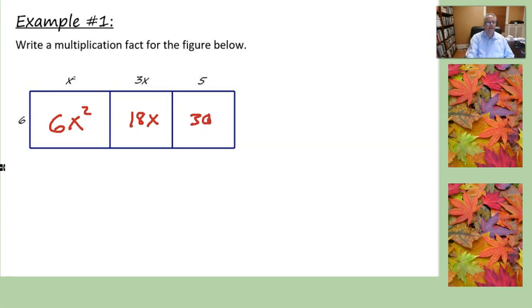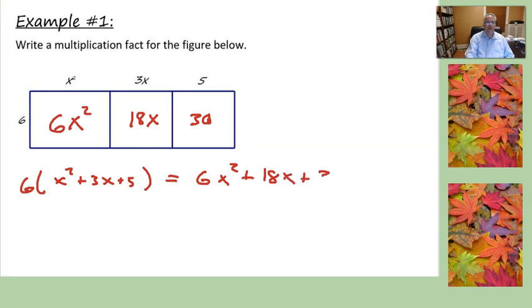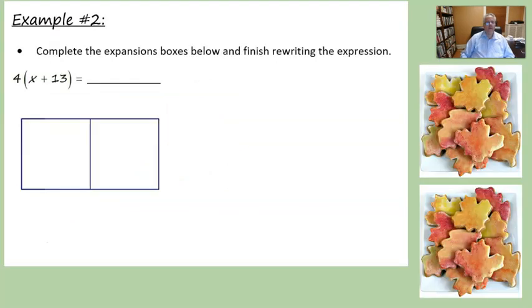So here's the fact. 6 times the total length, x squared plus 3x plus 5, has to equal what we get when we add up the area of each piece. Has to equal 6x squared plus 18x plus 30. So we see 6 times x squared is 6x squared. 6 times 3x is 18x. 6 times 5 is 30. Yeah, that's the distributive property.